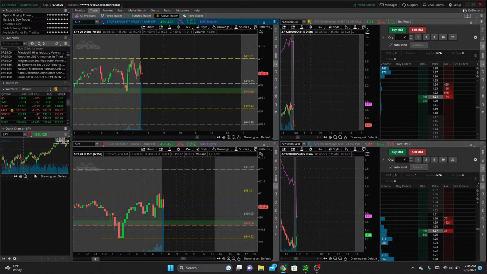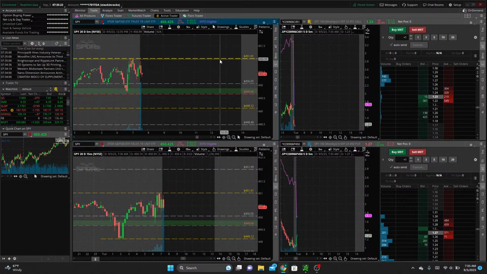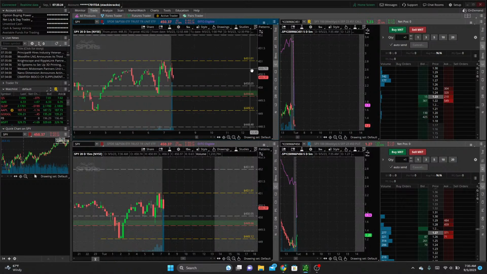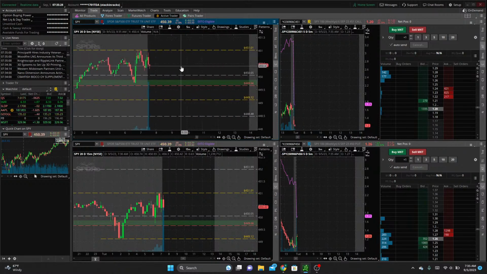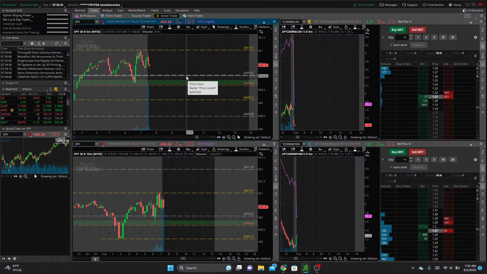So we got a little bit of a reject, not exactly, but close to that 451 level that we found in the pre-market. See if we make our way down to 450 or not.